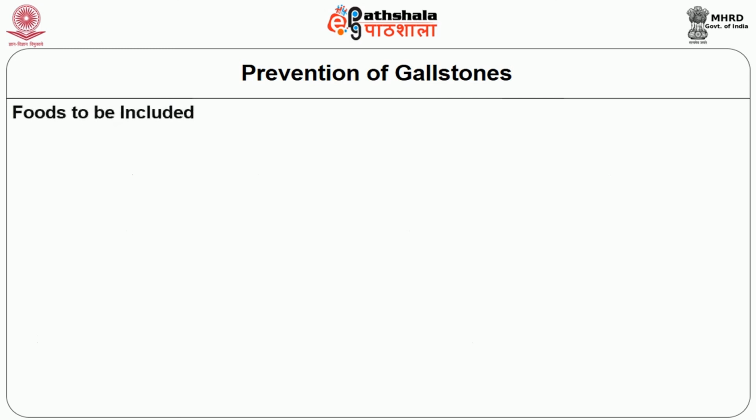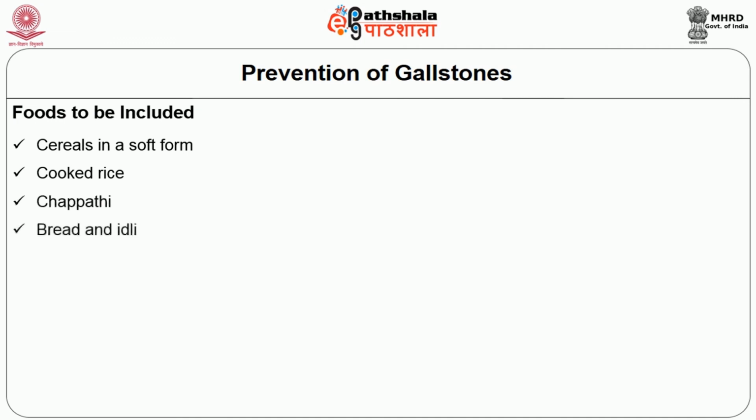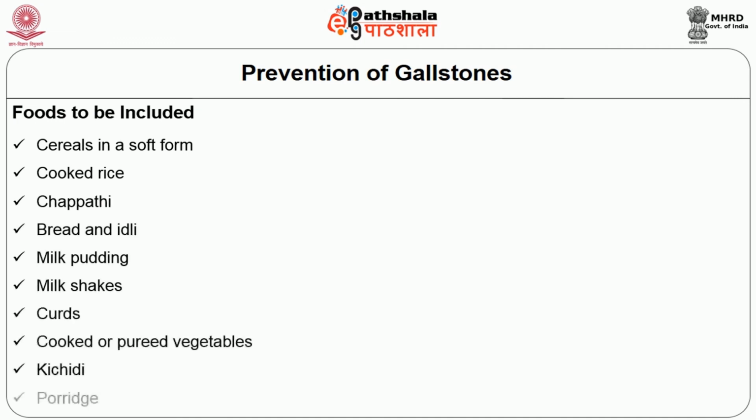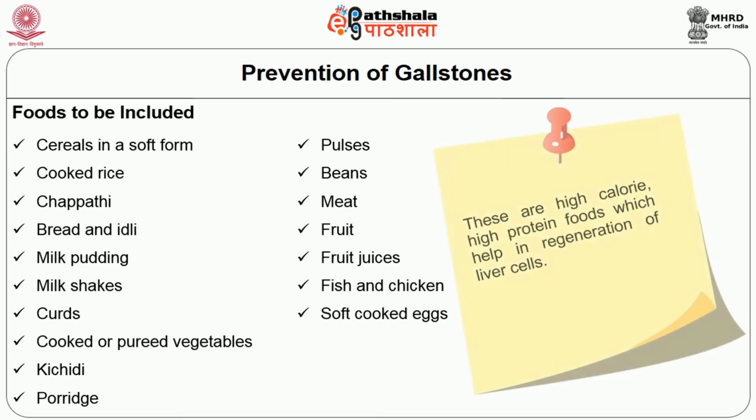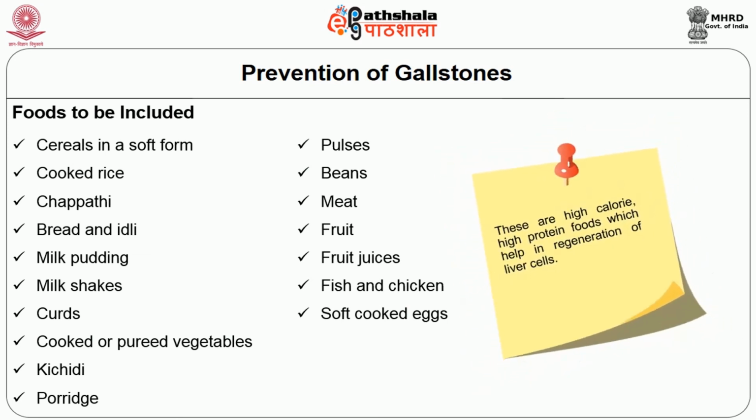Next, let's see the foods to be included. Cereals in soft form, cooked rice, chapati, bread, idli, milk pudding, milkshakes, curds, cooked or pureed vegetables, khichdi, porridge, fruit juices, fish and chicken, and soft cooked eggs can also be given. These are high calorie, high protein foods which help in regeneration of liver cells.